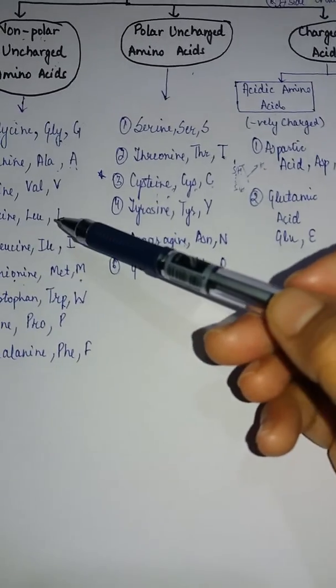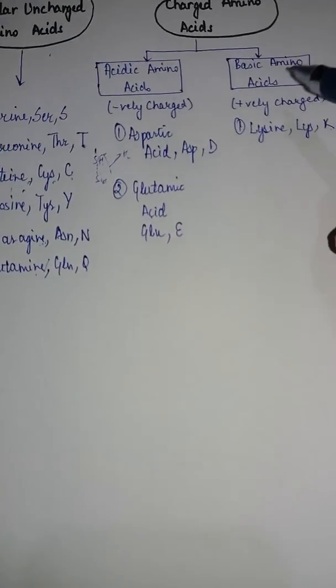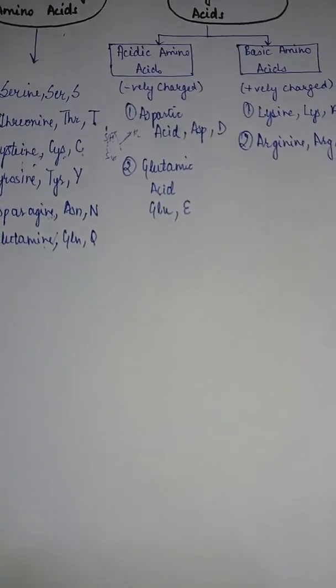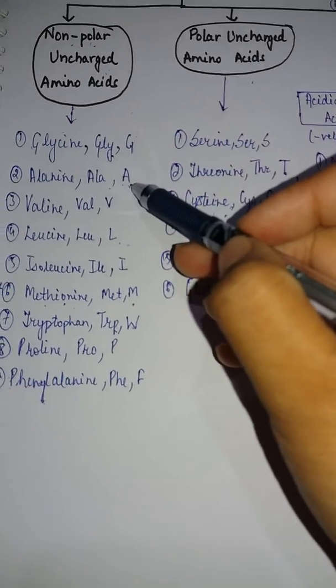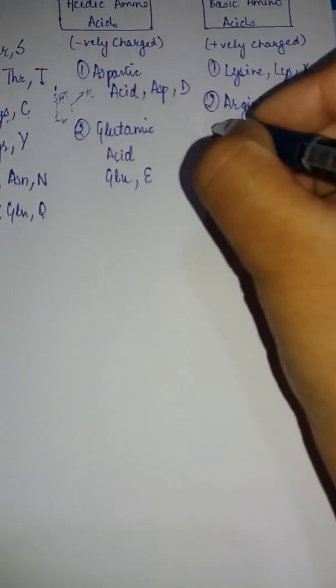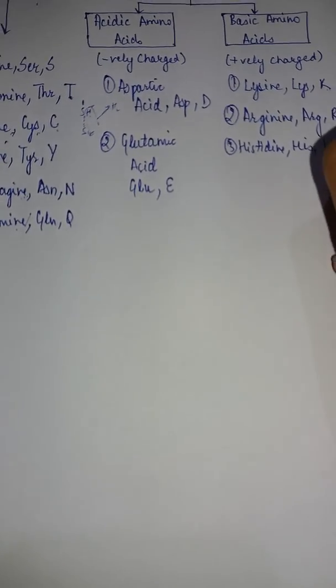These two are acidic amino acids, and basic amino acids are lysine with 3-letter code LYS, 1-letter code K, because leucine has L as its 1-letter code. So lysine has K as a 1-letter code. Then comes arginine. Its 3-letter code is ARG and 1-letter code is R. It can't be A because alanine has the 1-letter code A. So after arginine comes the last amino acid, which is histidine. It has 3-letter code HIS and 1-letter code H.